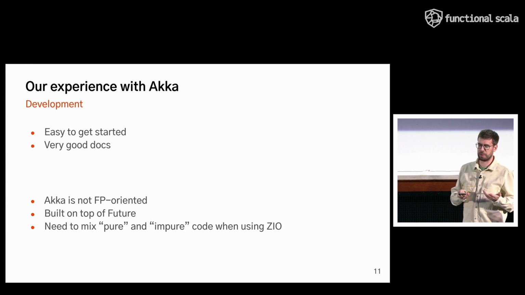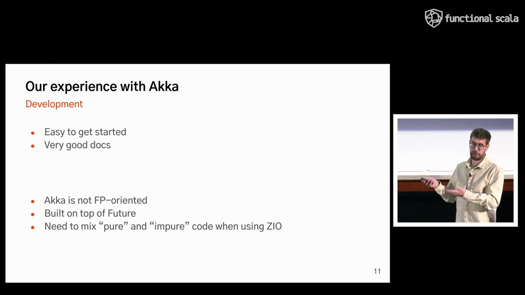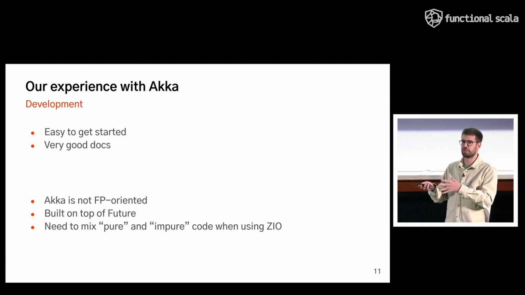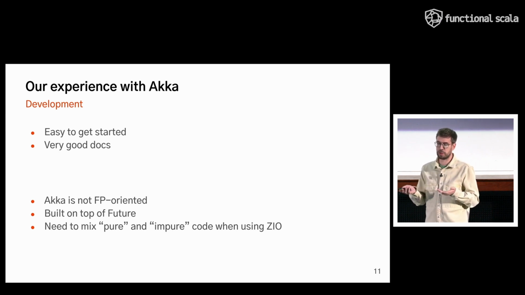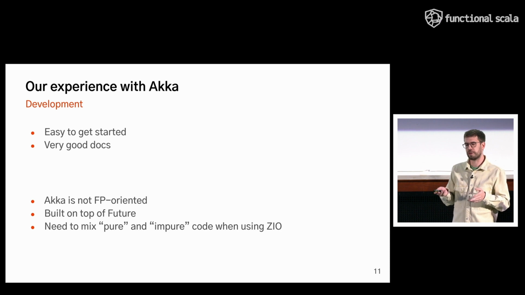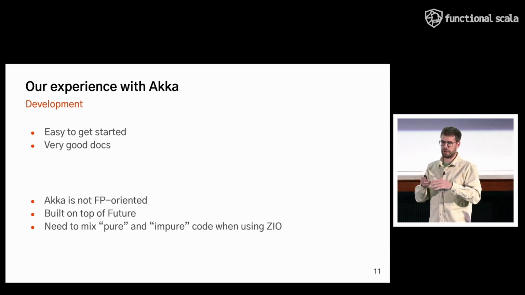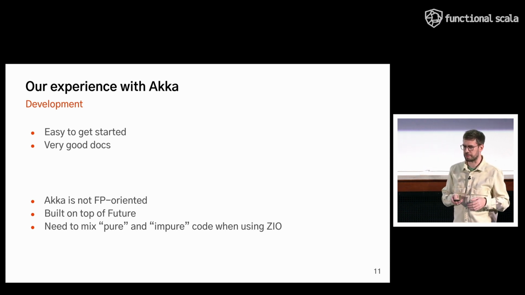However, maybe many of you are working with a more functional programming style of Scala, and Akka is not using this paradigm, so it's built on top of Future. So if you use functional FP or ZIO, you will need to mix pure and impure code back and forth, so it's a little impractical, but it can work. Or you can also use something like ZIO Akka Cluster, which is a wrapper around Akka Cluster that hides the impure parts to expose a pure API.